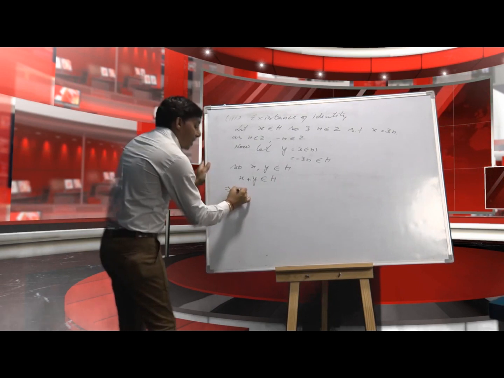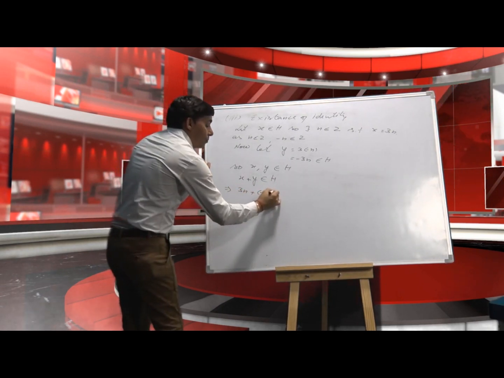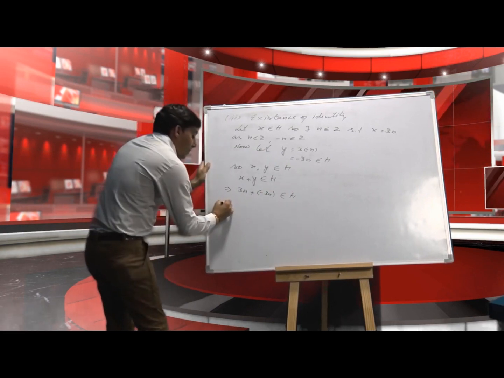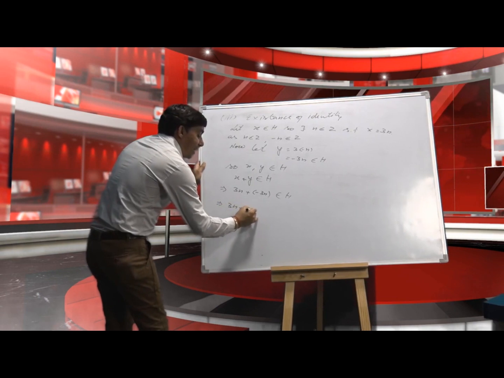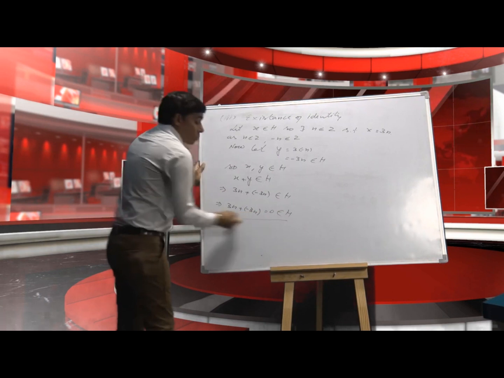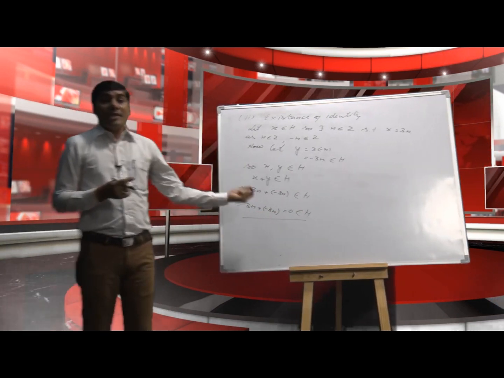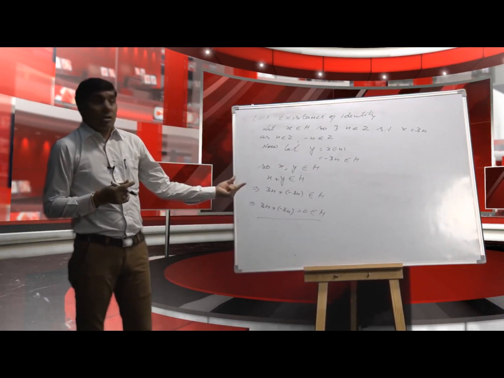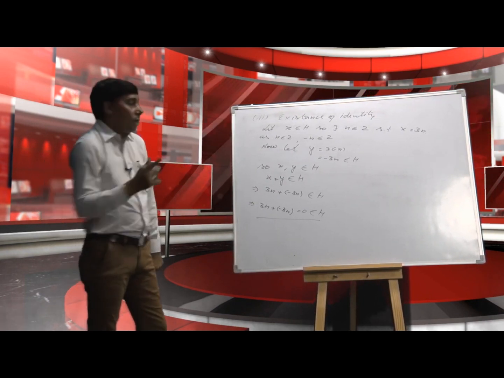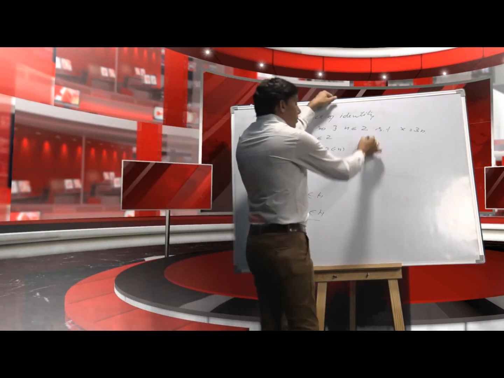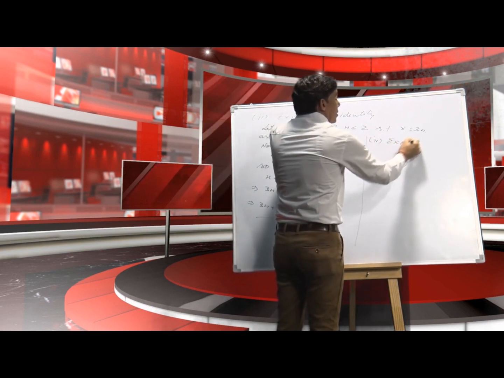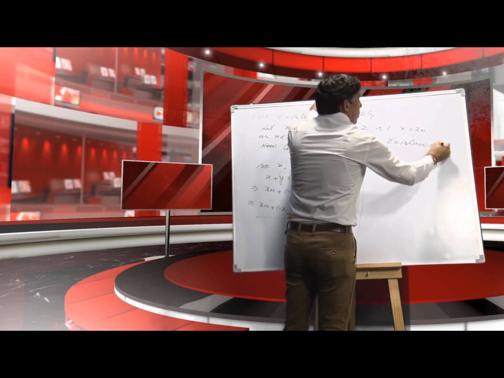This implies 3n plus minus 3n belongs to H, and 3n plus minus 3n is equal to 0, which belongs to H. So 0 is the identity element of H. So the existence of identity property is satisfied. Now the fourth property, existence of inverse.